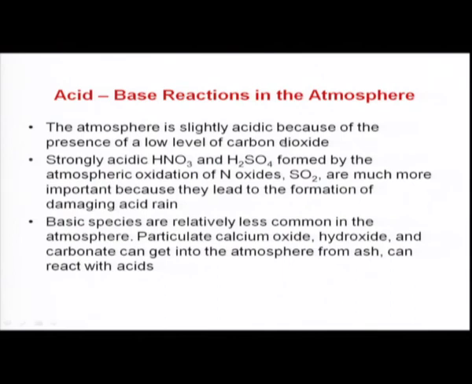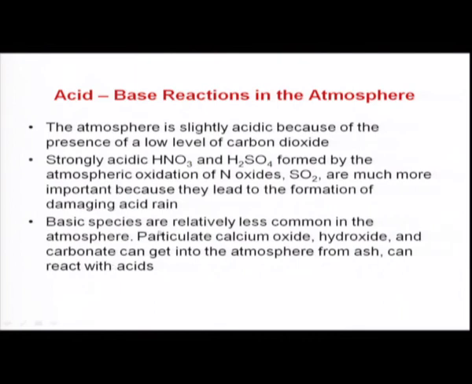So, acid base reaction, slightly acidic or basic substances, if they are present, for example, carbon dioxide, one of the slightly weak acids, is also likely to react with water. And at the same time, we have very strong acids like oxides of nitrogen and sulfur oxides, that lead to the formation of acids like sulfuric acid and nitric acid because of the oxidation of oxides of nitrogen and sulfur dioxide, and these strong acids are responsible for the formation of acid rain that leads to deterioration of materials.